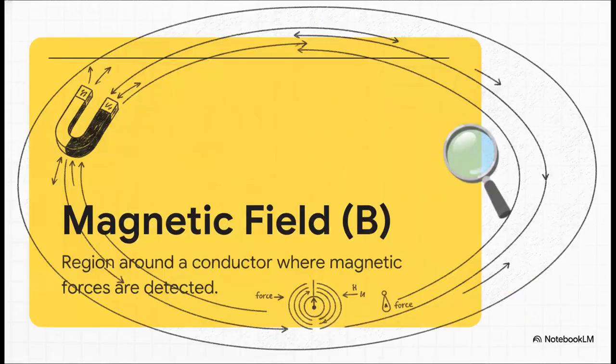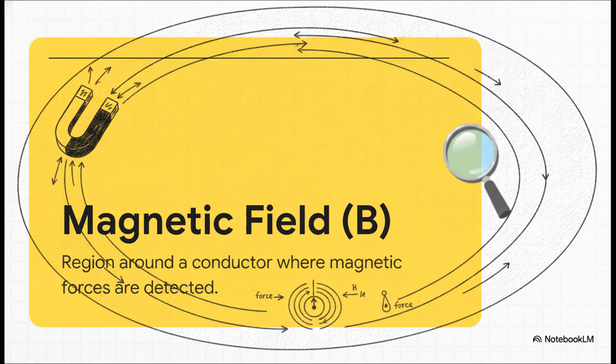that is exactly what we are studying today. Now, to wrap our heads around this, we first need to establish our baseline vocabulary. Enter the magnetic field. We usually represent this with the letter B. Basically, it's the region around a magnet or a current-carrying conductor where magnetic forces can actually be detected, and we measure it in a unit called the Tesla.